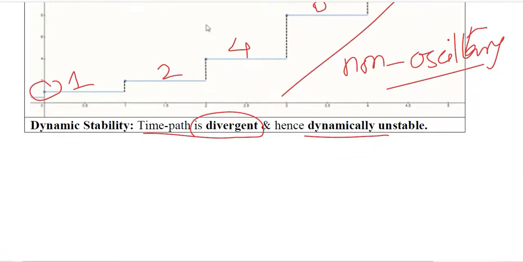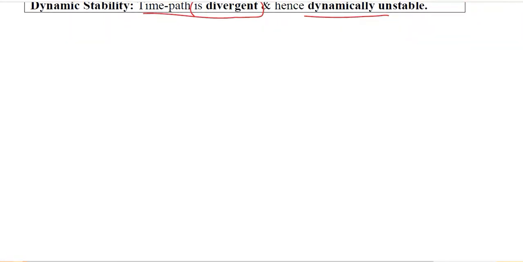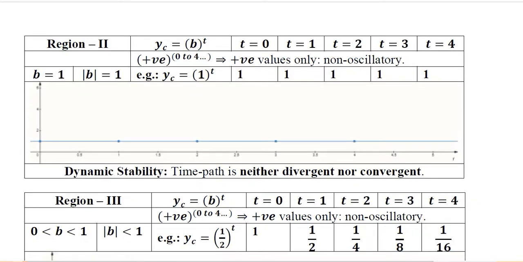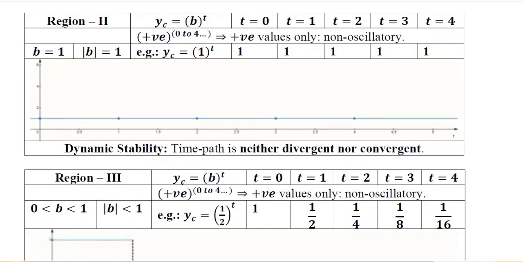Now let's consider the second region. For the second region, we will consider that the value of b is coming down from greater than 2, it came down to 1. And its absolute version will also be equal to 1. So we are to find the value of b^t to see the pattern of the deviation. So we put various values of t, that is 0, 1, 2, 3, and 4. So the base is still positive, that is 1.